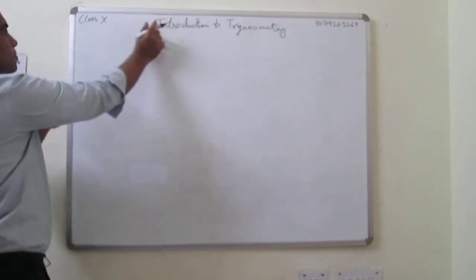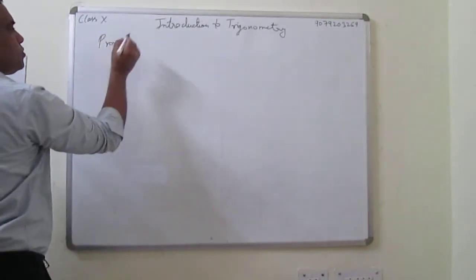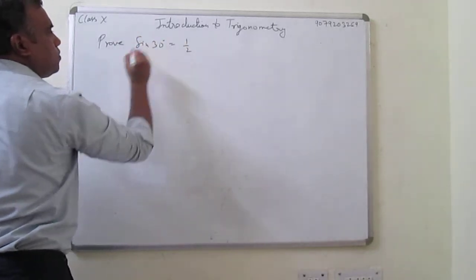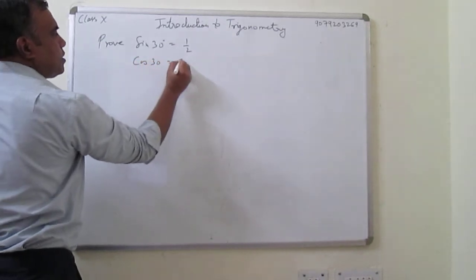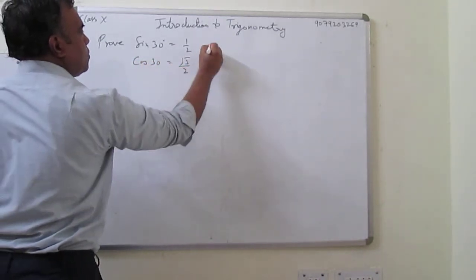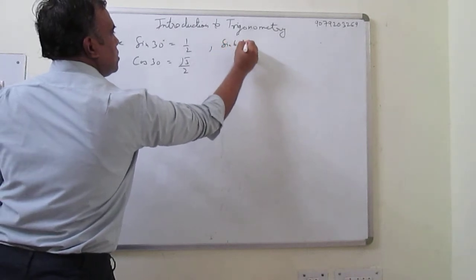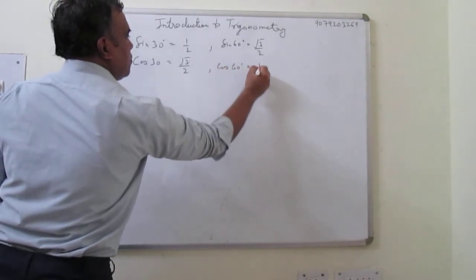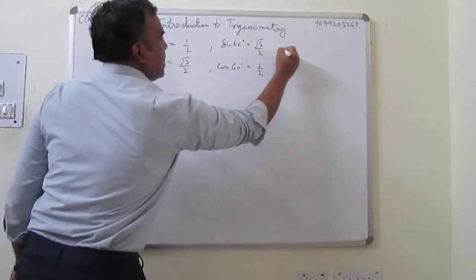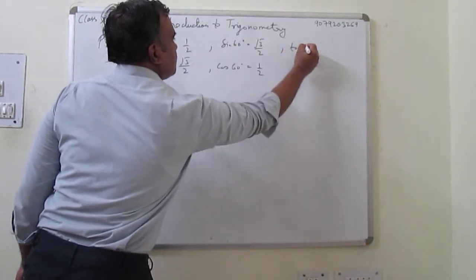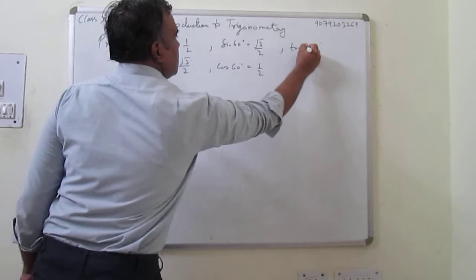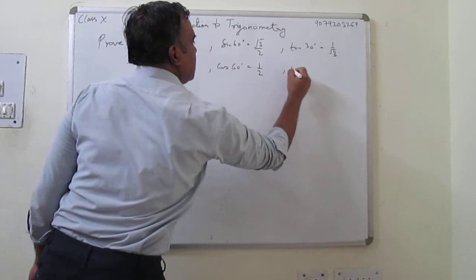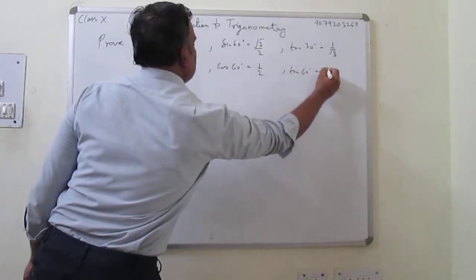Now, prove the trigonometric ratios of 30 and 60. Sin 30 is equal to 1 by 2, cos 30 is equal to root 3 by 2, sin 60 is equal to root 3 by 2, cos 60 is equal to 1 by 2, tan 30 you have to prove is 1 by root 3, and tan 60 you have to prove is root 3.